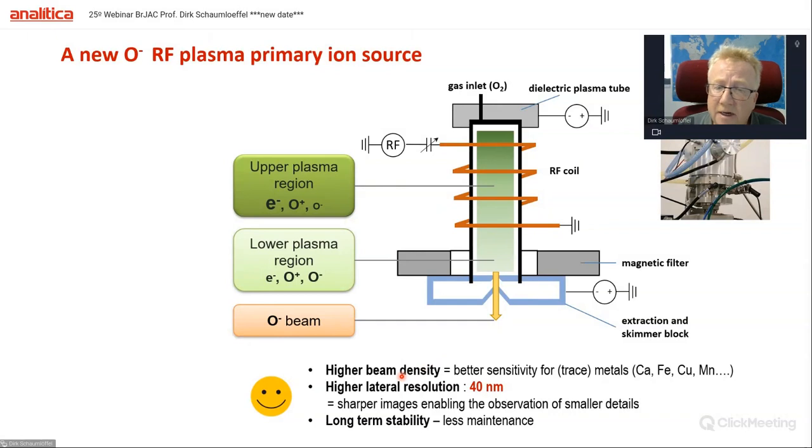And high density ion beam means better sensitivity for trace metals or for metals in general, because you have a higher energy. We can also, by this, achieve a higher lateral resolution, and we could even achieve here 40 nanometers, better than the 50 nanometers of the cesium ion source. So sharper images, and also what is very important, very long-term stability. Less maintenance is necessary for this type of ion source.